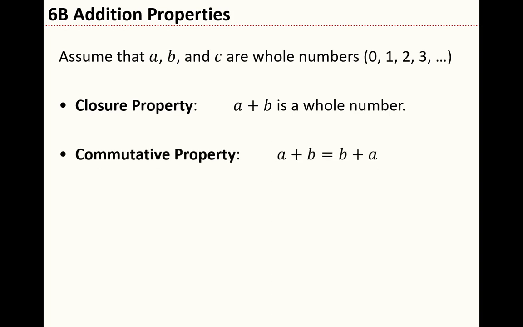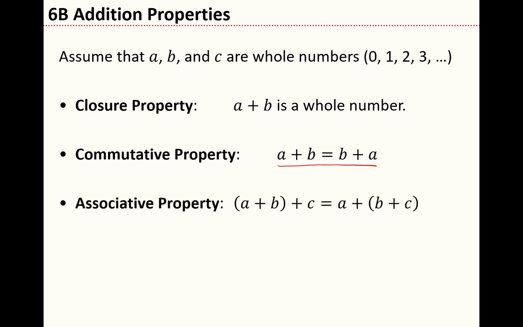Addition is commutative. A plus B equals B plus A. 2 plus 7 equals 7 plus 2. I can change the order of addition and it won't change the answer. Addition with whole numbers is associative. Associative means that I keep my 3 numbers in the same order, A, B, C, but I change the association, I change the grouping.